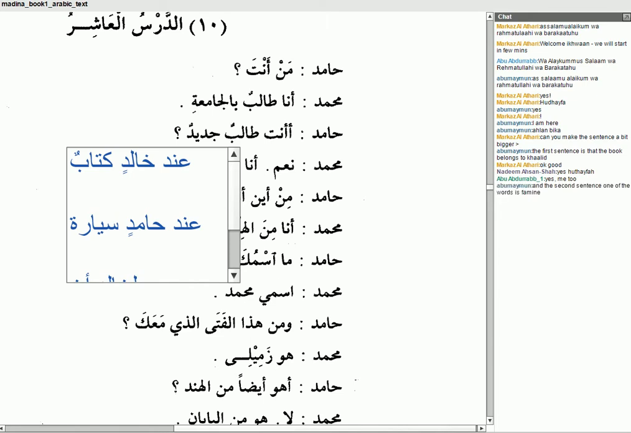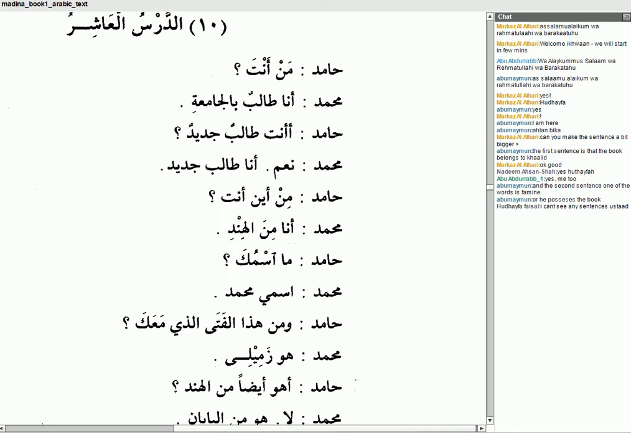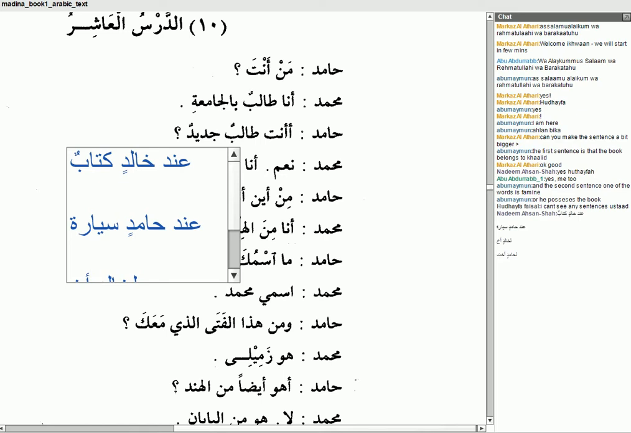Give me the difference between the first two and the second two. The second sentence, one of the words is feminine. Okay, that's nice, fine. All right. What else can you see as the differences between these two and these two? Can't see any sentences. Allahu Akbar. Okay, here you go. The other sentences. Now they're in the chat box.